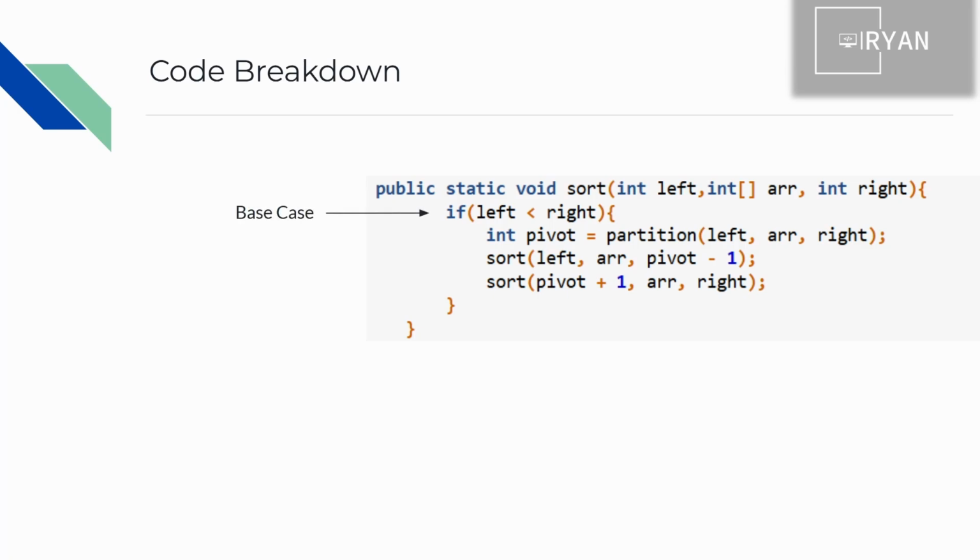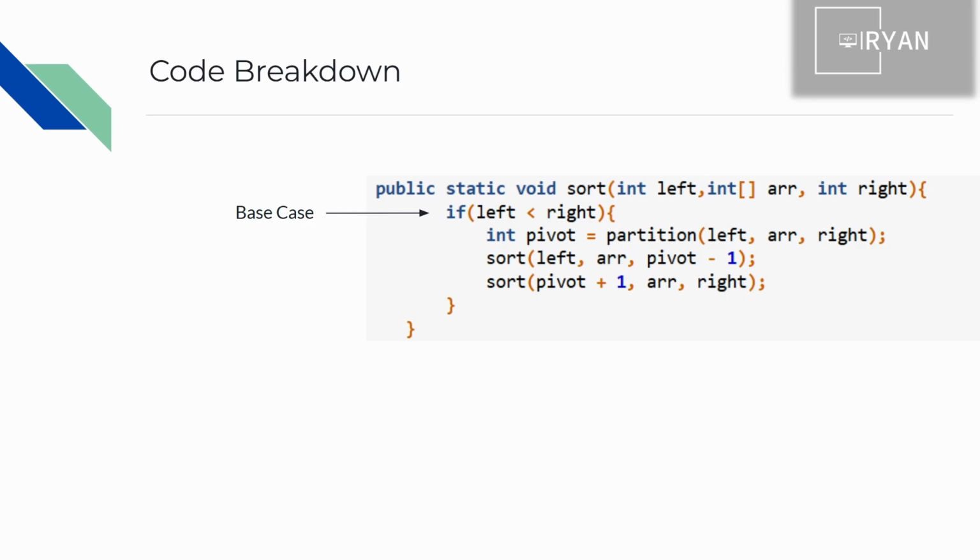Here's the base case. Since this is a recursive algorithm, we need to create a base case, unless our call stack would face a stack overflow error. So here will be the base case, and it checks whether left is less than right. If left is less than right, it means it's okay to further call more recursive functions on these certain sorting sections.